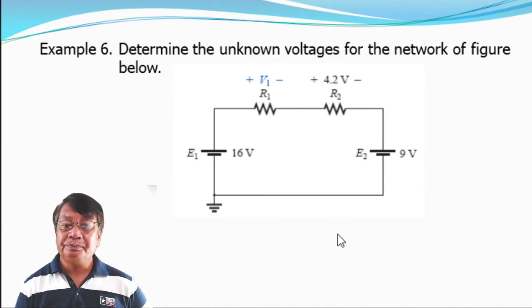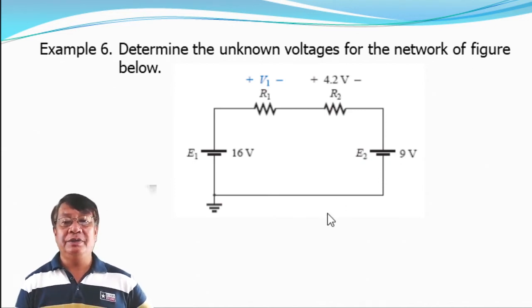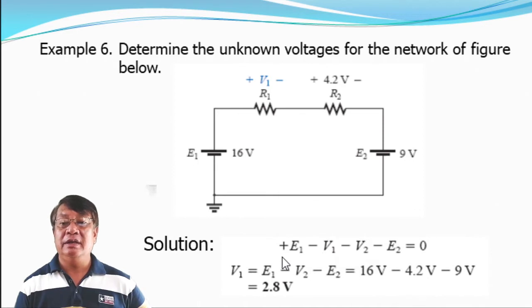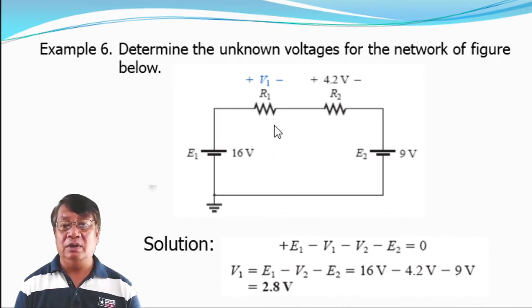Just observe the flow of our current. According to Kirchhoff's voltage law, the summation of all voltage sources and the voltage drops is equal to zero. So, start here. This is from negative to positive because we assume that the flow of our current here is clockwise, so that is why we have positive here.